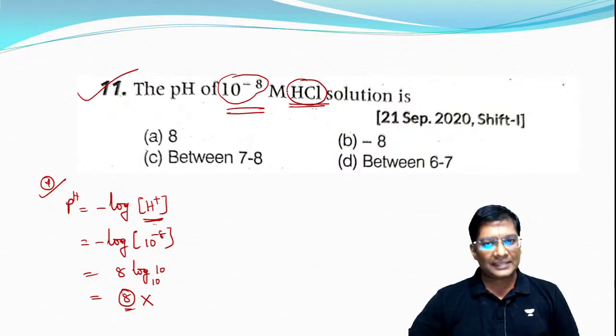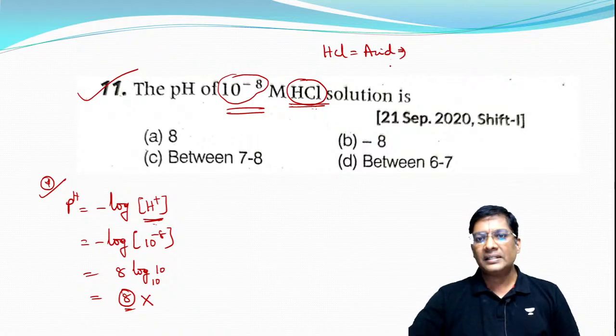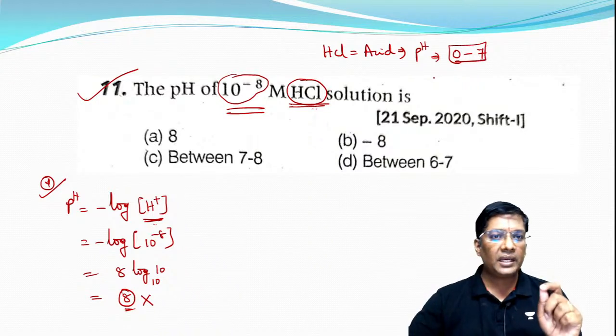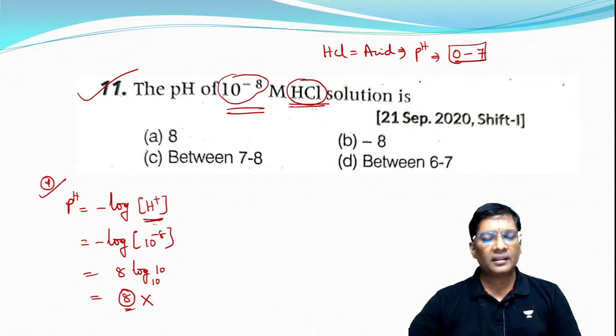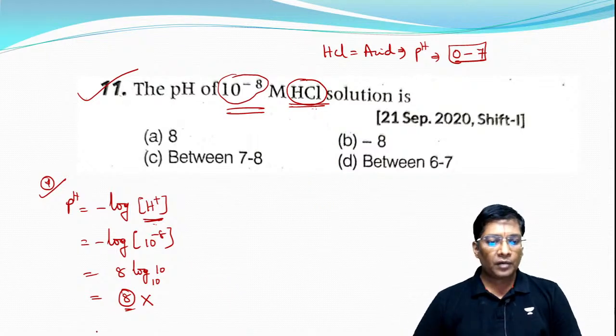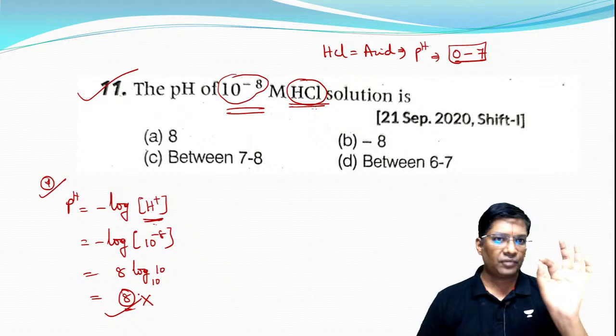Actually they have given an acid solution. HCl is an acid, you know very well. For acids the pH values are only between 0 to 7. But here we get the pH value as 8. That means it is not correct. That is one of the reasons.